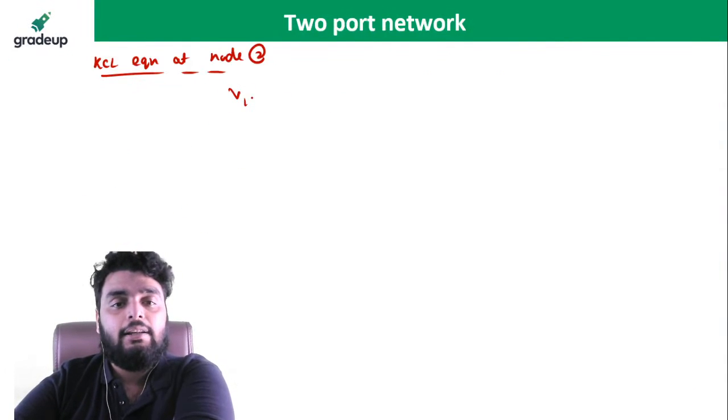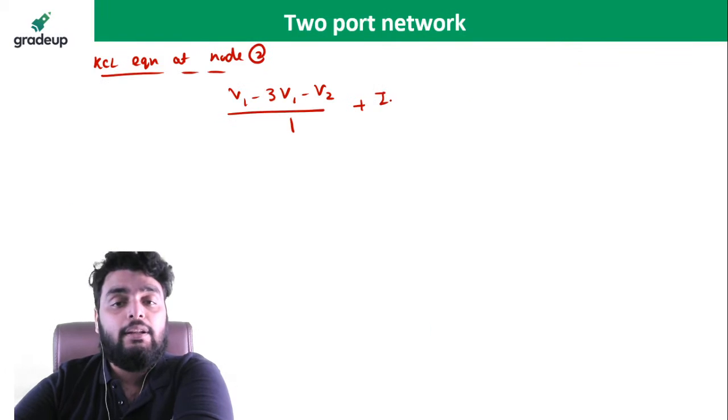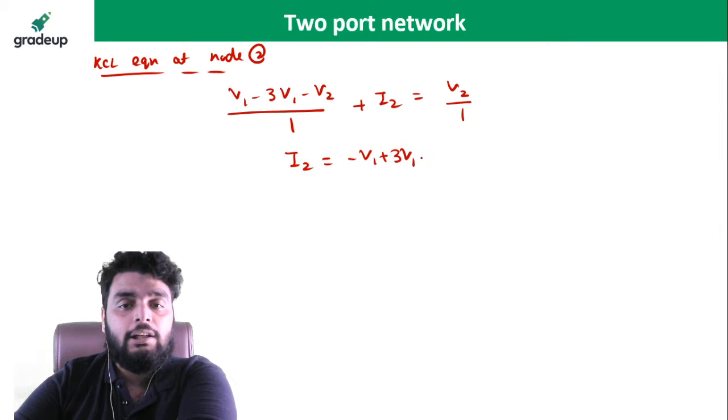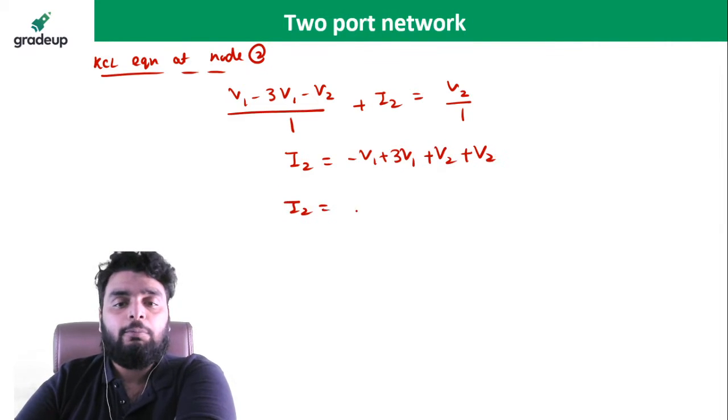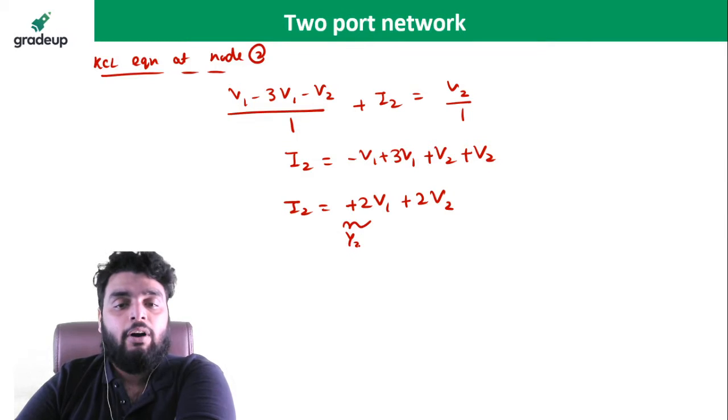So when you apply the KCL, (V1 minus 3V1 minus V2) by 1 is entering plus I2 is entering is equal to what? V2 by 1. So इसको simplify कर दो. I2 is equal to minus V1 plus 3 times of V1 plus V2, सिंपल हो गया ना. अब तो कुछ बचा ही नहीं क्वेश्चन में. Plus 2 times of V1 plus 2 times of V2. So ये क्या हो गया मेरे पास? Y21 and this will be Y22.